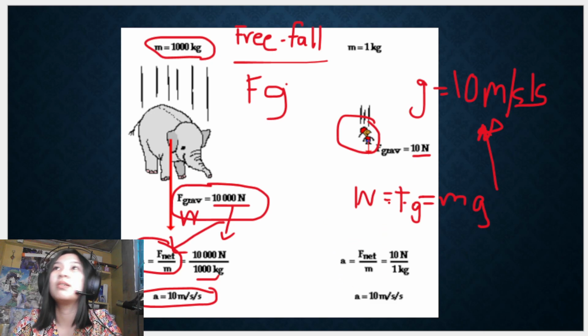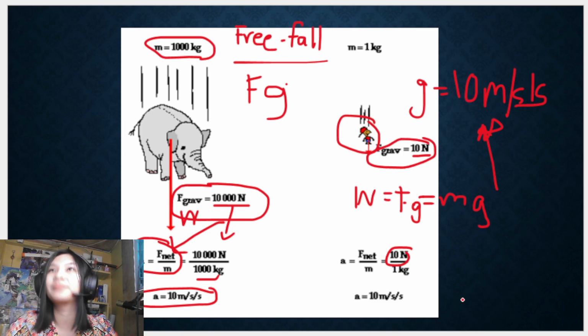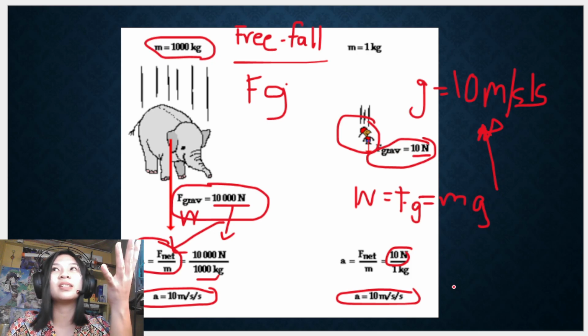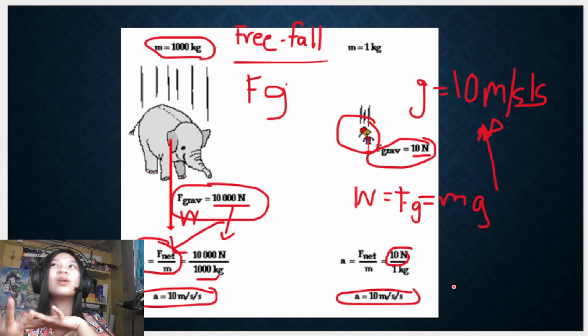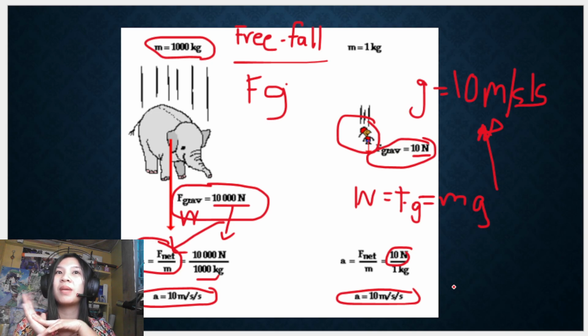How about the mouse? The mouse, the same formula. Its Fnet is 10, same reason why the elephant's is 10,000, no? The elephant's Fnet is 10,000, and the mouse's Fnet follows, because its Fgrav is 10. So 10 divided by 1, still 10. So, as you can see here, even though the elephant is more massive than the mouse, actually 1,000 times more massive than the mouse, they have the same acceleration.